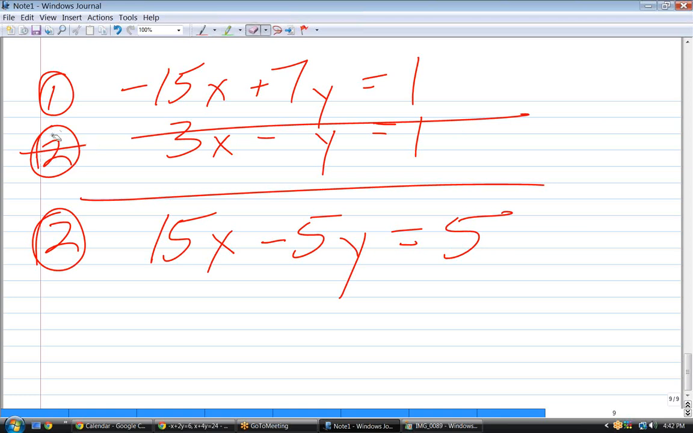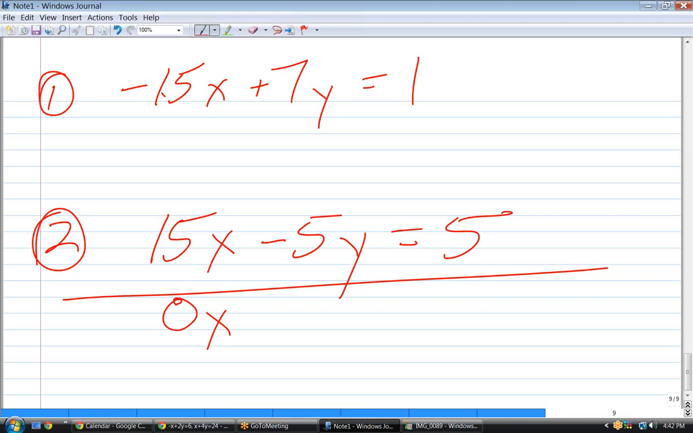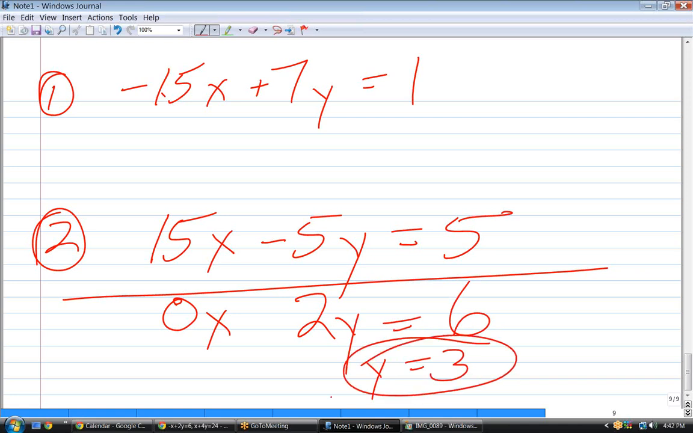Now I've got these two equations. Now what can I do to eliminate a variable? Add them. In other words, if I got a minus 15 and a plus 15, if I add those together, I get 0. That eliminates the x variable. What is plus 7 plus minus 5? That'd be 2y equals 6. So y equals 3.